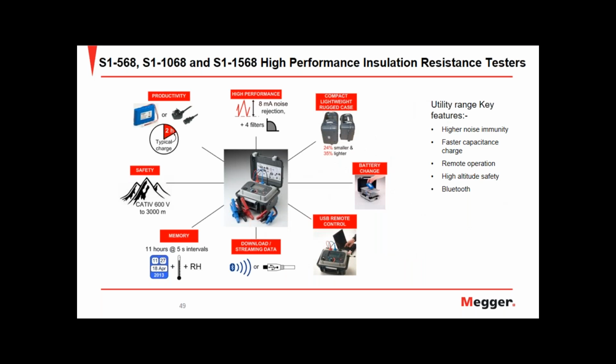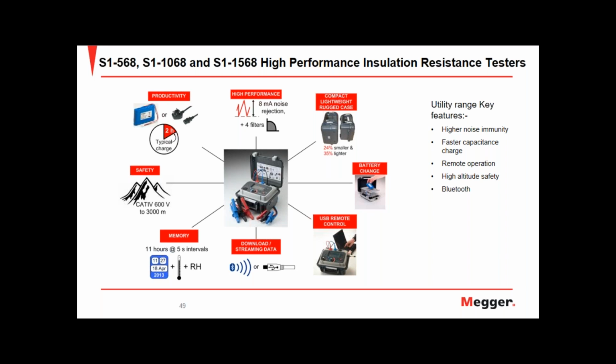Let's look at the S1s in a little bit more detail. So when you see the code of the instrument, the 568, 1068, 1568, the initial value, the 5, the 10 or the 15, refers to the maximum output voltage, i.e. 5 kV, 10 kV or 15 kV respectively. The 6 refers to the 6 milliamps of short circuit or charging current offered by the Series 1 range. And the 8 refers to the 8 milliamps of noise rejection capability offered again by the Series 1 range.